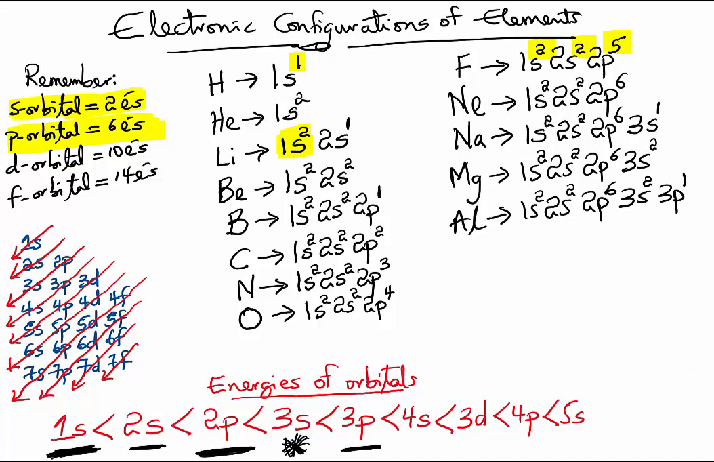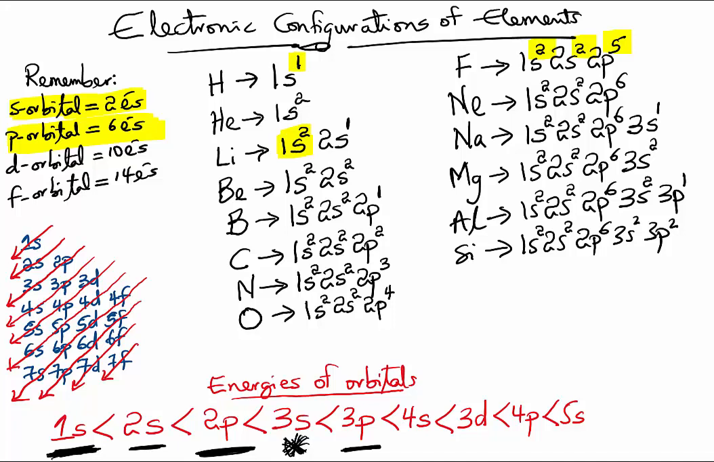After aluminum, we have silicon. The electron configuration will be 1s2, 2s2, 2p6, 3s2, 3p2. Remember, 3p is a p orbital. A p orbital can take up to 6 electrons.